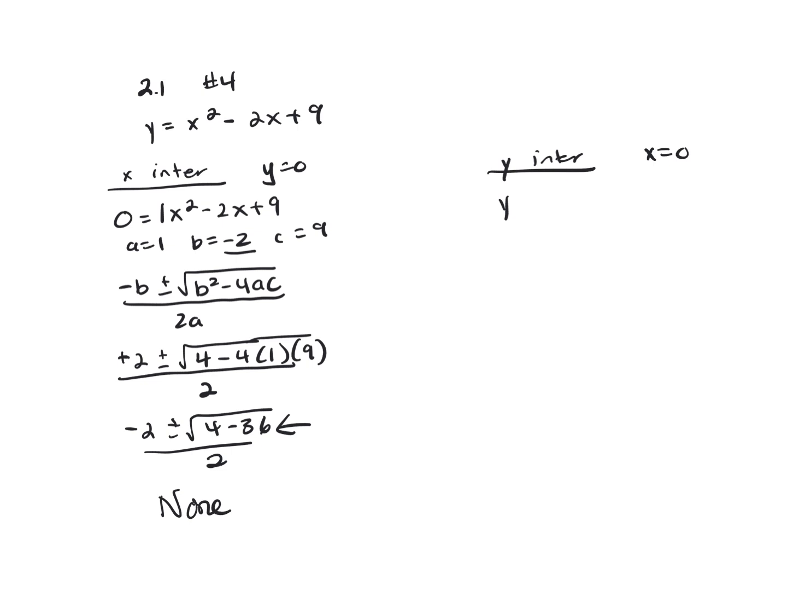Now to find your y-intercepts, you would let x equal 0. And that gives you y equals 0 squared minus 2x plus 9. And so your y-intercept is 9. So what that means is your vertex is somewhere up here where your parabola starts, and then it opens up. And it opens up because this leading coefficient is positive, so it makes sense that there's not any x-intercepts.